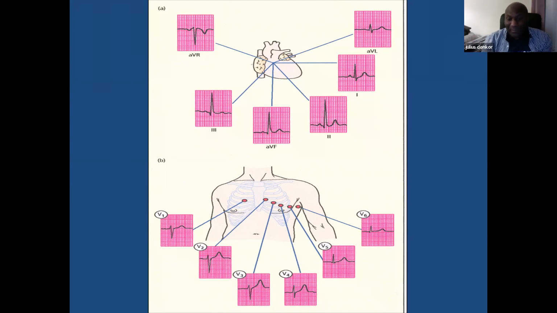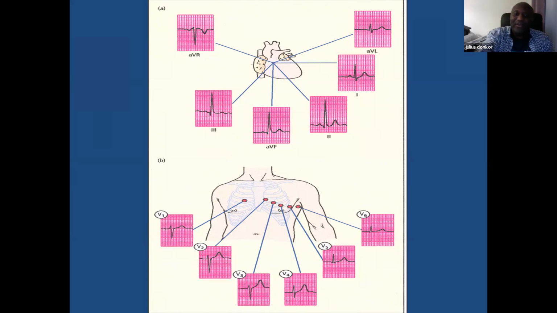Somebody whose heart is rotated, maybe more vertical, might look completely different, and someone rotated leftward might have a delayed transition. These are things to look out for. It might be a normal variant for the patient, but they should normally get a transition between V3 and V4. The R wave is really a reflection of the left ventricular wall, because that's the muscle mass of the heart.